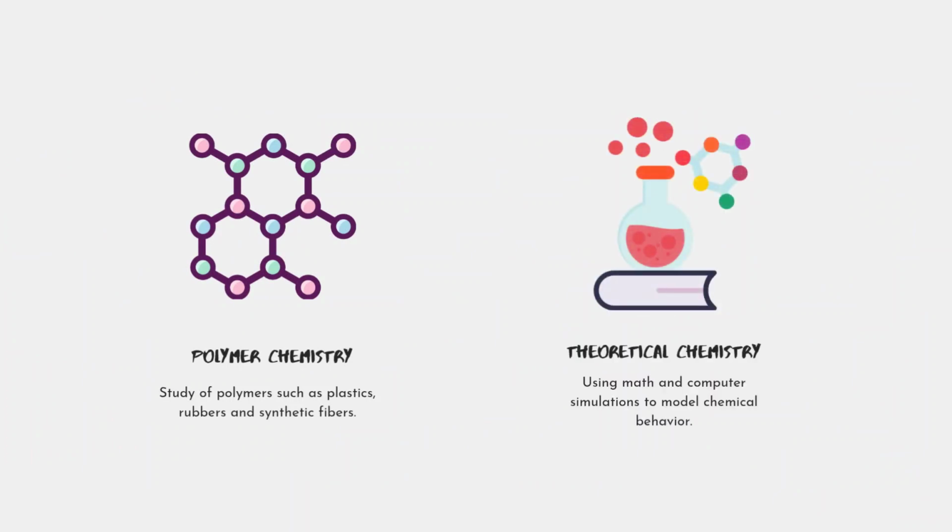There is polymer chemistry, which studies large molecules called polymers, such as plastics, synthetic fibers, and rubbers used in everyday life. And lastly, theoretical chemistry uses mathematics and computer models to explain and predict chemical behavior at the molecular level.